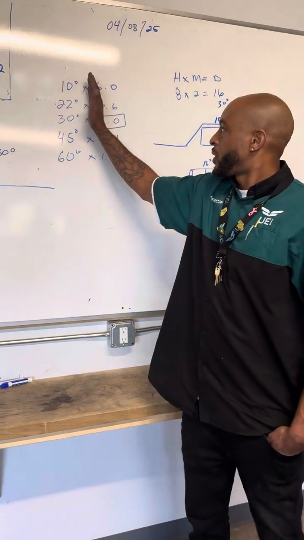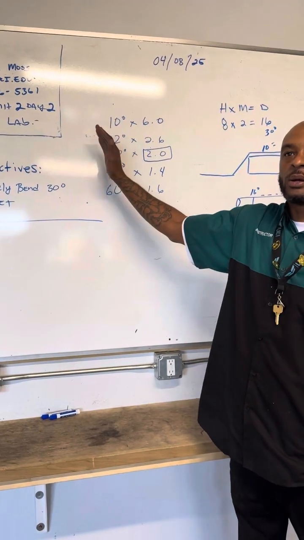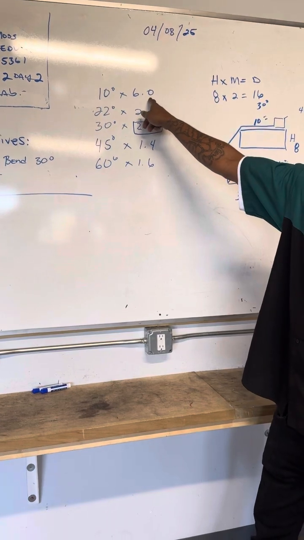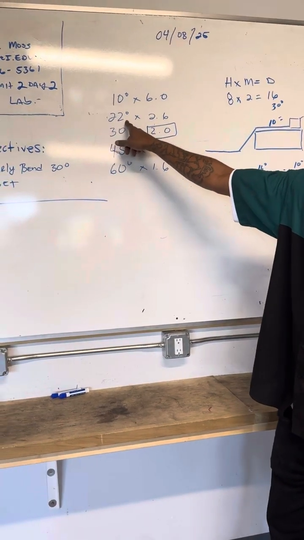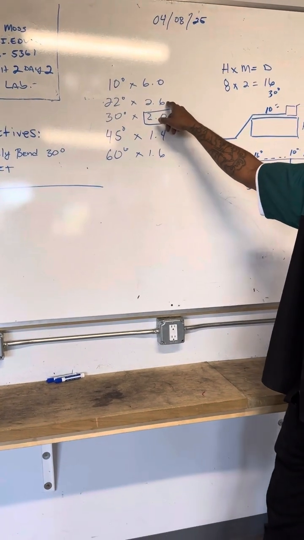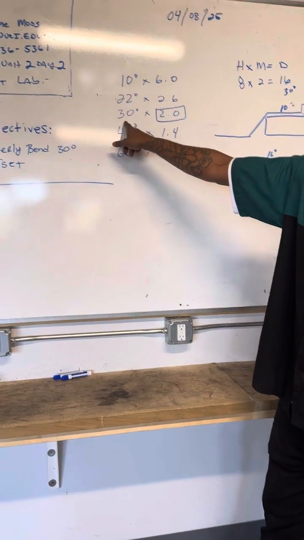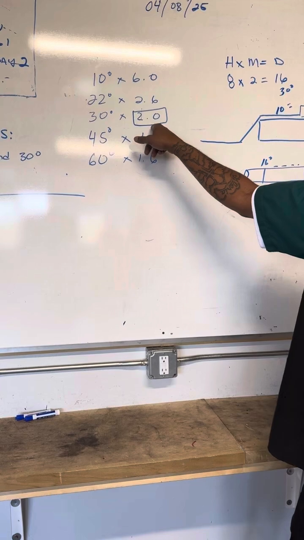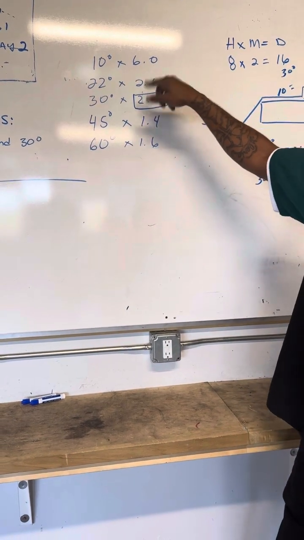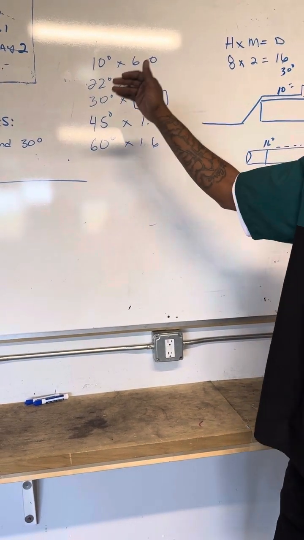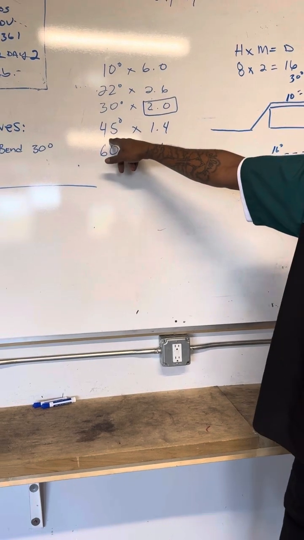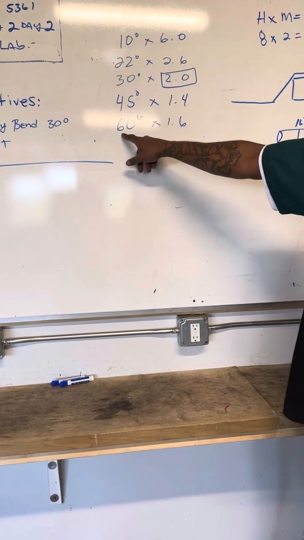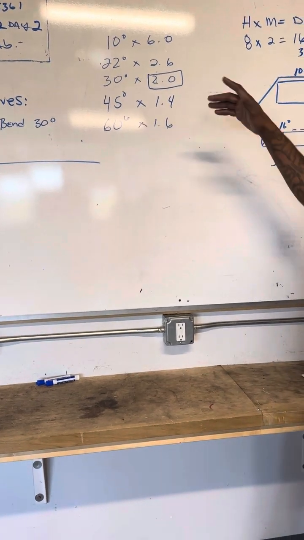So to the left of me, it's the degree of bend. The first one we have a 10 degree, which would be the multiplier is 6. The second we have a 22 degree, which would be the multiplier is 2.6. The third, you have a 30 degree, which would be the multiplier of 2. And the reason why the multiplier of 2 is in a square is because that's the degree of bend I'm going to work on today and show you. Then you have a 45 degree, which would be the multiplier is 1.4. And you have a 60 degree, which would be the multiplier is 1.2.